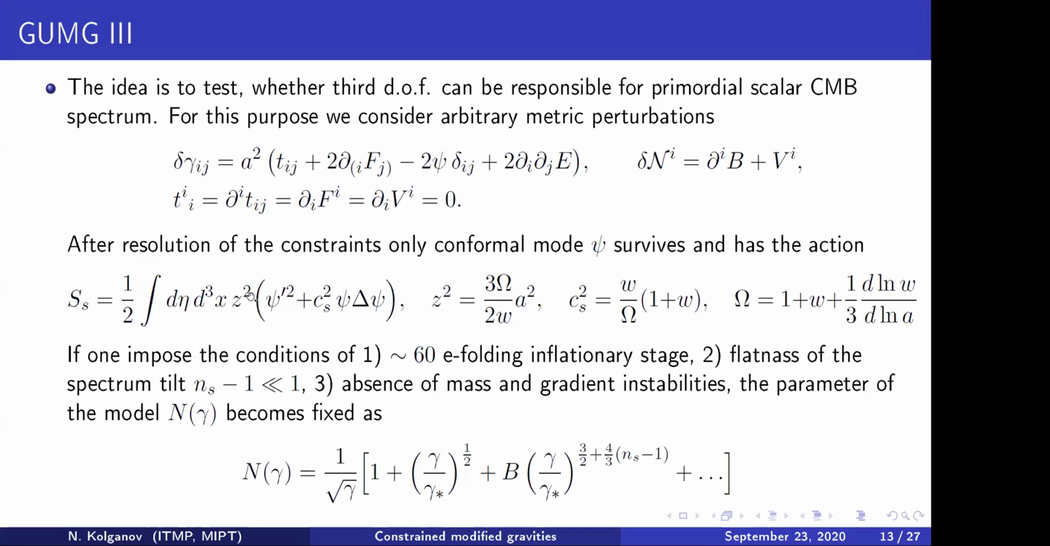And the parameters of this Lagrangian can be computed from n of gamma, which is the functional parameter of the theory. So the idea is to test whether this degree of freedom can be responsible for primordial scalar CMB perturbations. And we found that if we restrict ourselves to about 60 e-folding inflationary stage, flatness of spectrum tilt, and the absence of mass and gradient instabilities, we should fix the functional parameter for this theory as follows.